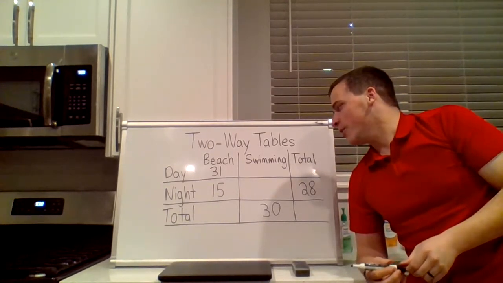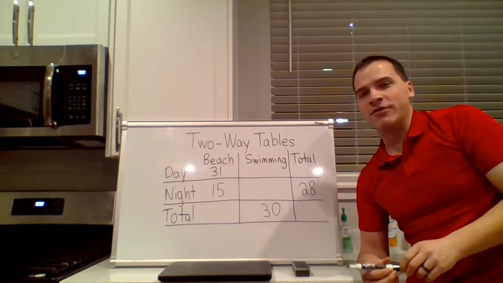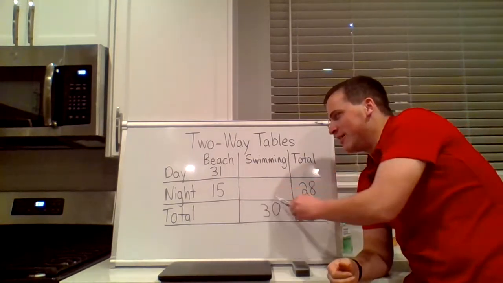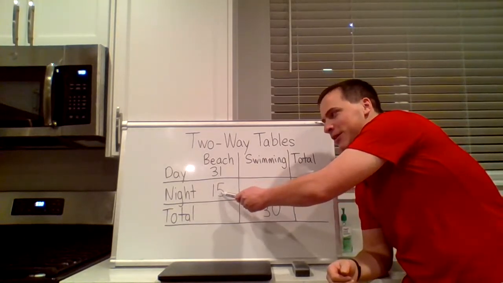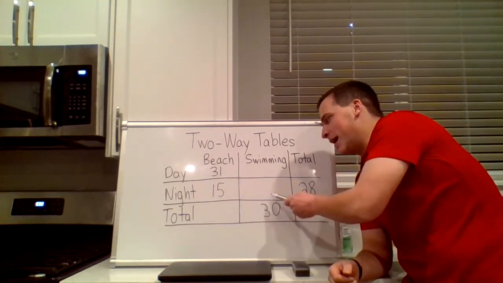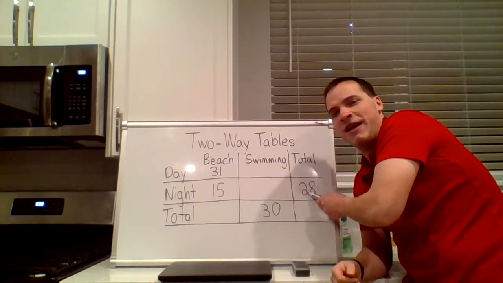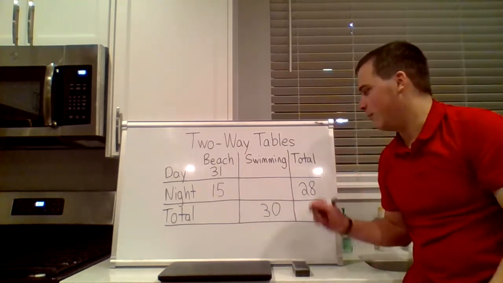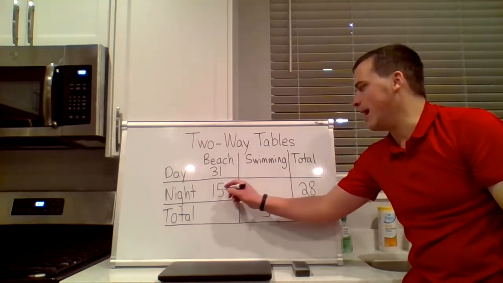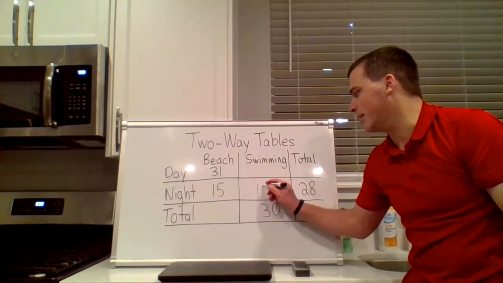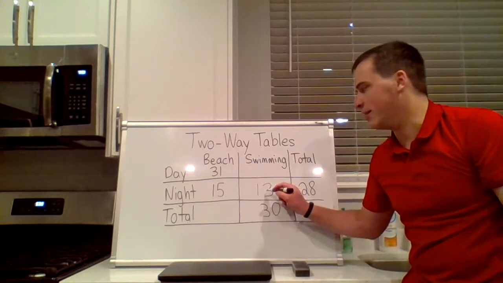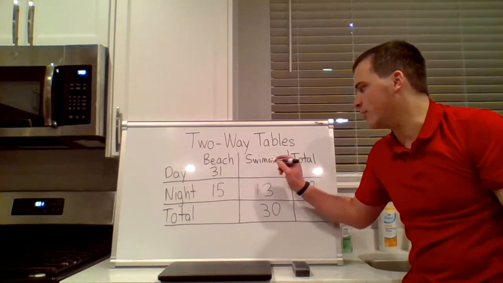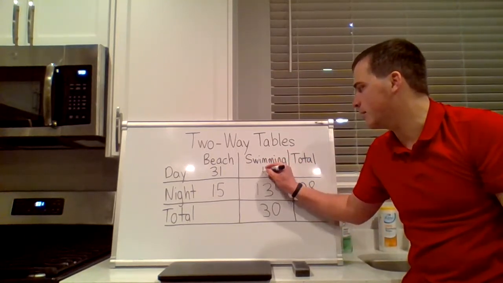Regardless, we're going to find the various numbers. To find missing entries in this table, we have to figure out, if 15 people are at the beach at night, how many are swimming at night, out of the total of 28. Well, we simply subtract 28 minus 15 to give you 13 swimmers. Similarly, 30 minus 13 gives you 17 swimmers during the day.